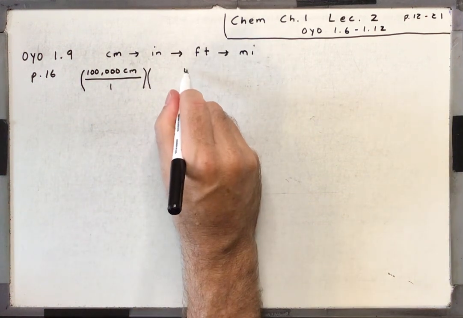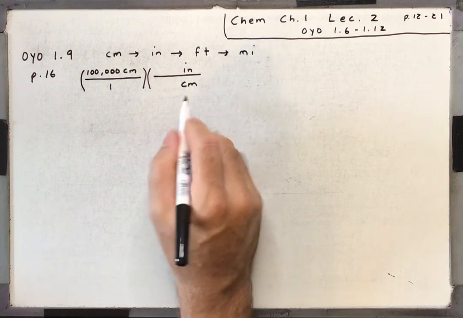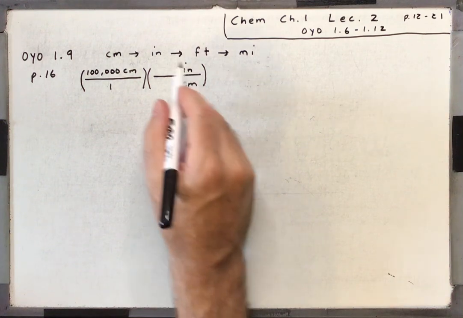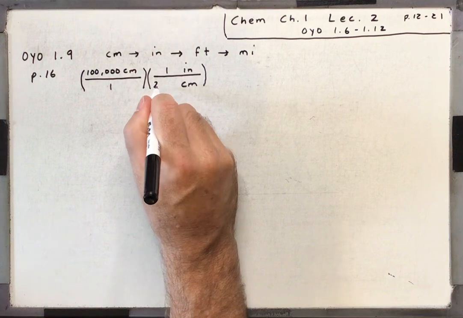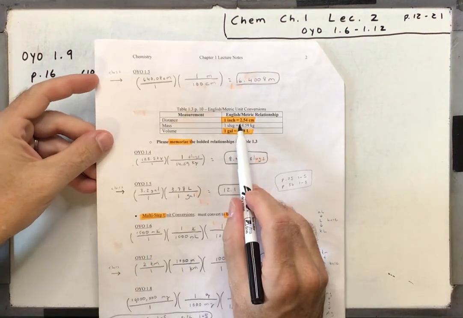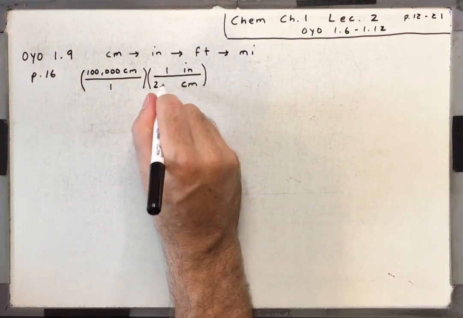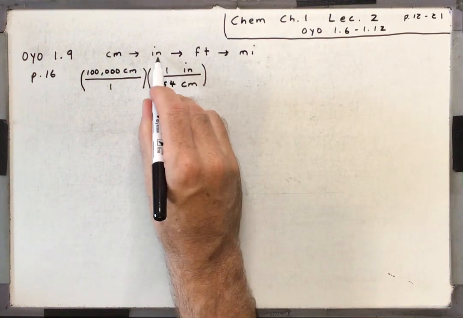We want to convert that to inches, and we want to cancel out centimeters, so we put that on bottom. Inches are bigger, and if you look at page 2 of your notes, of course, you have to memorize this, 1 inch is equal to 2.54 centimeters. All right. Now we're here in the step.